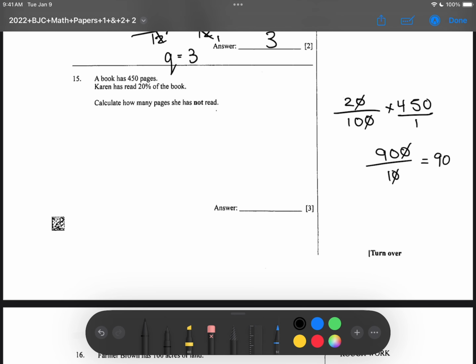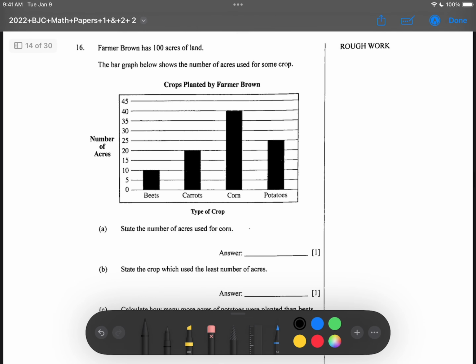The question is asking how much has she not read. This is how much she read. So to find out the remainder, 450 minus 90. This is 0. We need to borrow for a 3. 15 minus 9 is 6. And then bring down the 3. She has not read 360 pages.